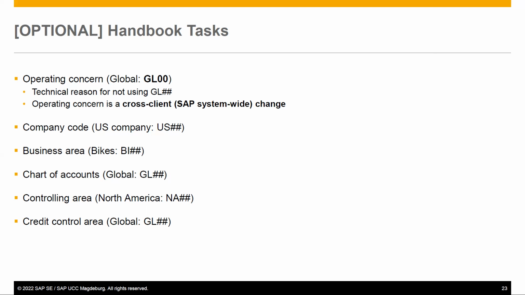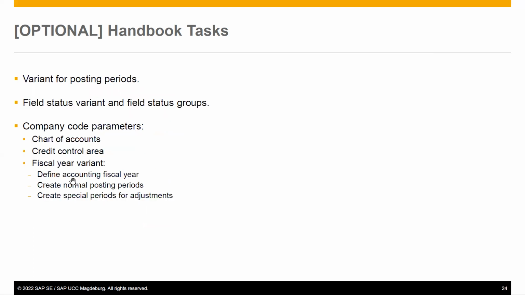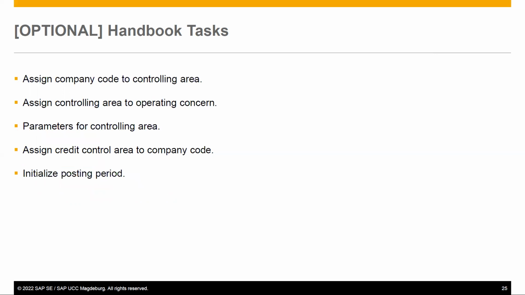And similarly, you'll create the chart of account, you'll create the controlling area, and you'll create the credit control area, and people will use it. We'll enter the posting periods. Different periods are there. Field status variants and field status groups, you will enter these values as well. And then we will try to create some company code parameters, which are chart of account, credit control area, and fiscal years and posting periods. These are the tasks we will be doing using the handbook, using the case studies.